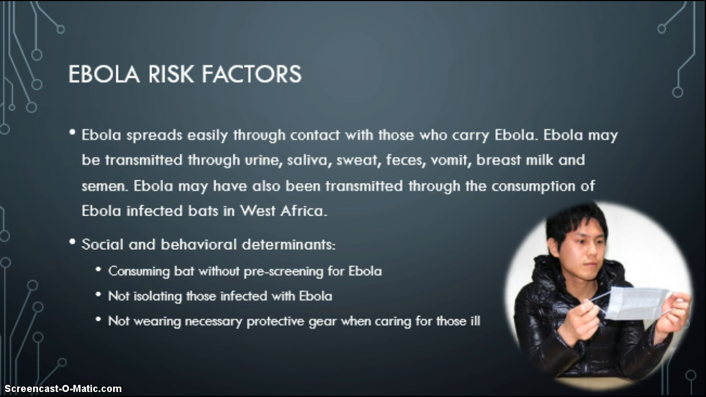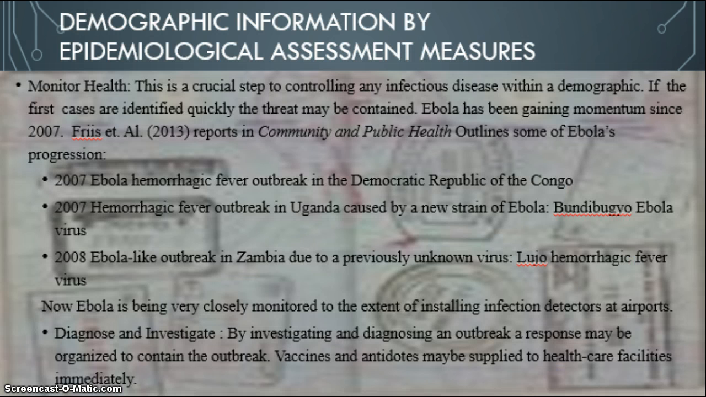Paragraph 2. Demographic information by epidemiological assessment measures. Monitor health. This is a crucial step to controlling any infectious disease within a demographic. If the first cases are identified quickly, the threat may be contained. Ebola has been gaining momentum since 2007. Friis et al. 2013 reports in Community and Public Health outline some of the Ebola's progressions.